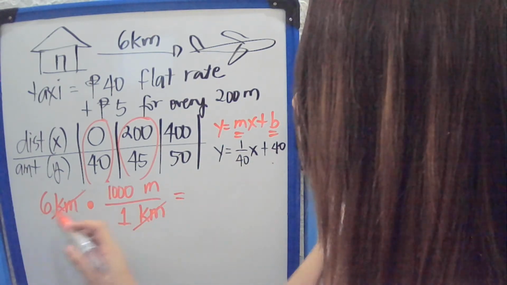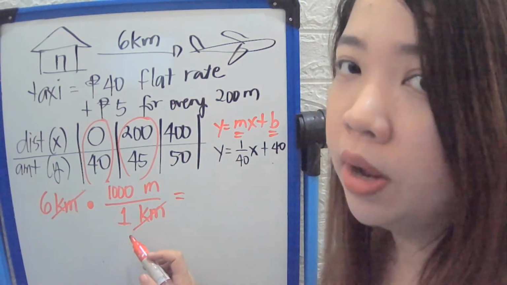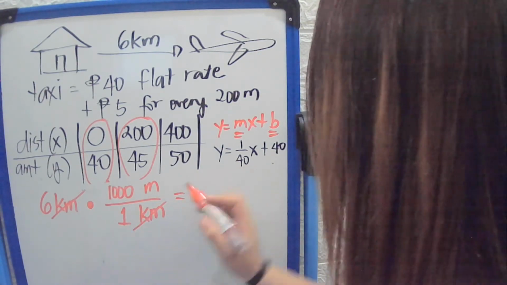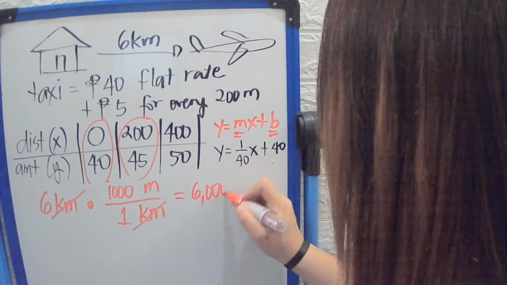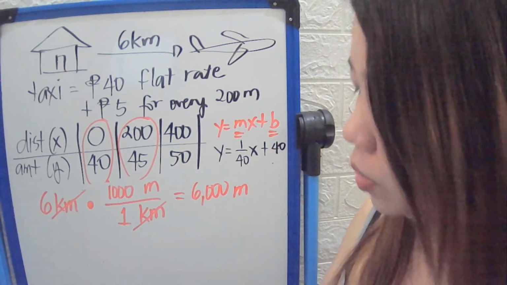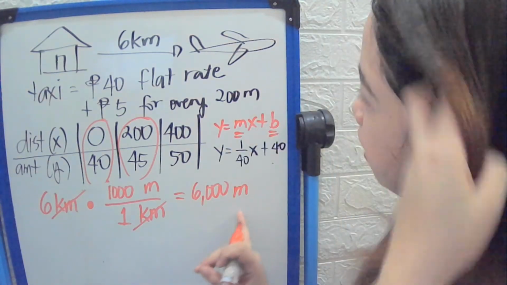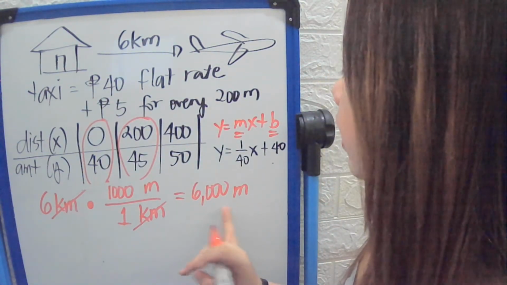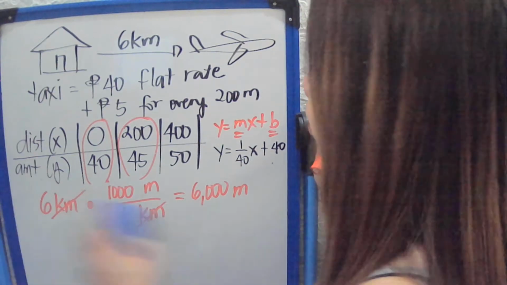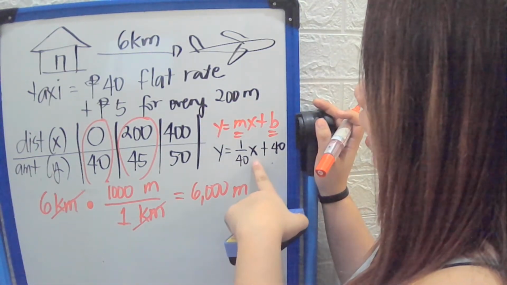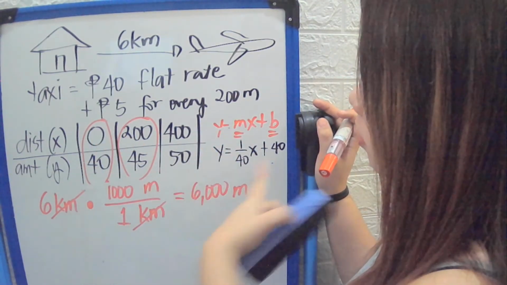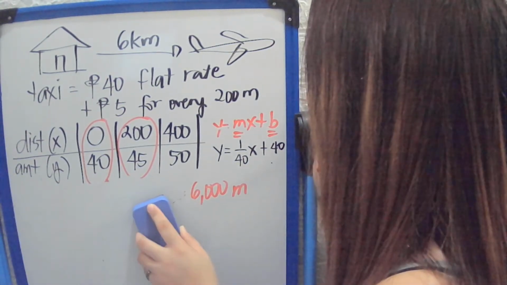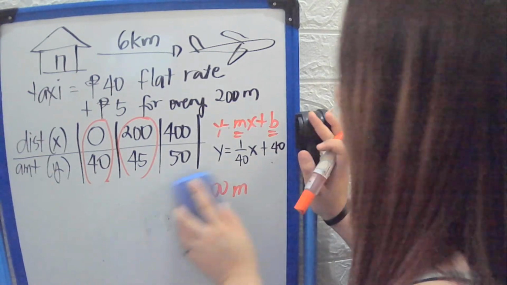Now, to solve for this, cancel out yung nandito at yung nandito. Then, you just multiply 6 by 1,000, then divided by 1. So, 6 times 1,000, that is 6,000, divided by 1, that is 6,000 meters. So, in short, there are 6,000 meters out of 6 kilometers. So, ito yung kailangan mong i-travel. Okay? So, ito yung ipapalit natin dun sa x. Kasi, ito na yung distance traveled. Okay? Yun yung final natin. From the house going to the airport. So, ito yung ipapalit natin dun sa x.